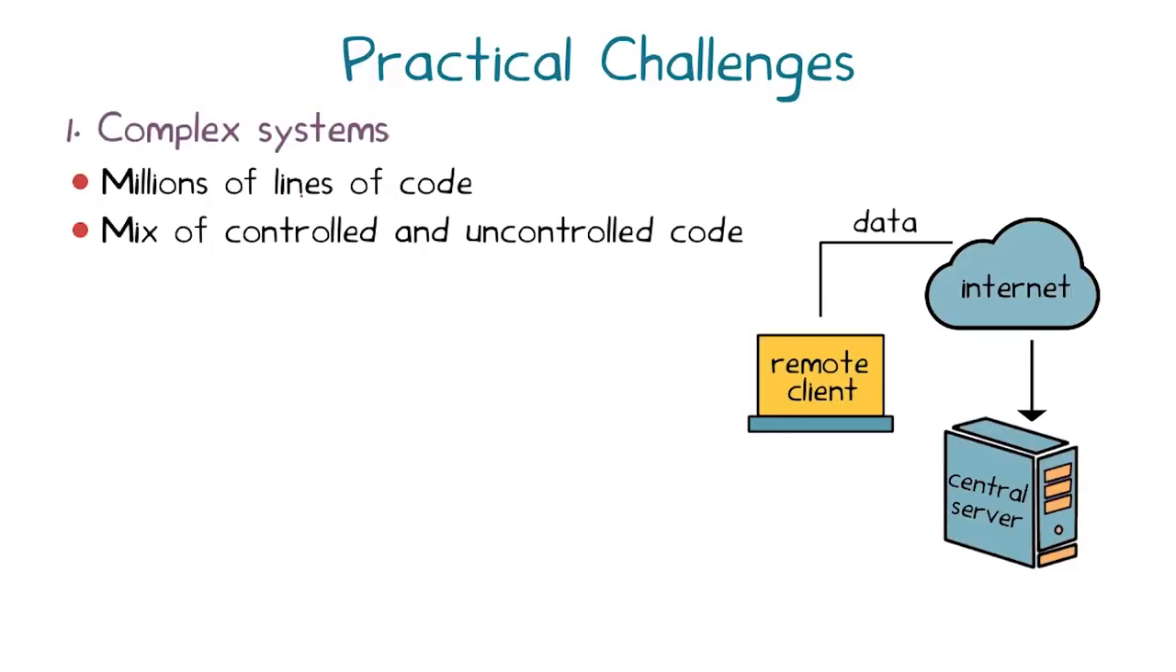First, the systems we are debugging are complex. They are typically millions of lines of code. They comprise many components, some of which we can monitor, but others that we cannot.